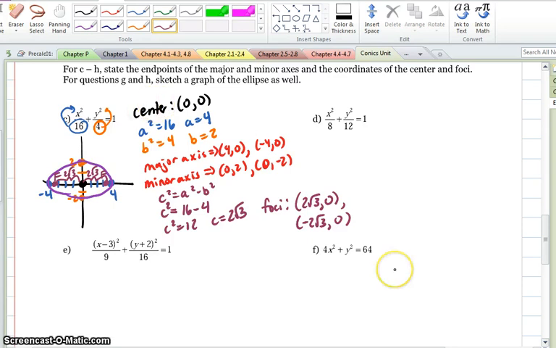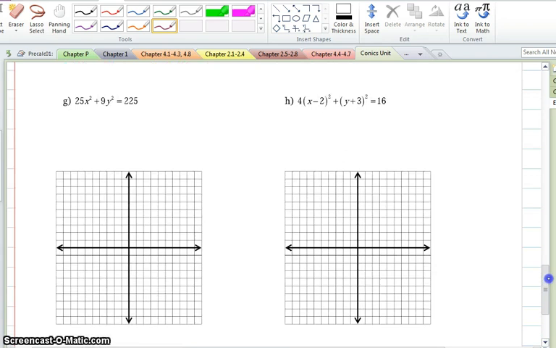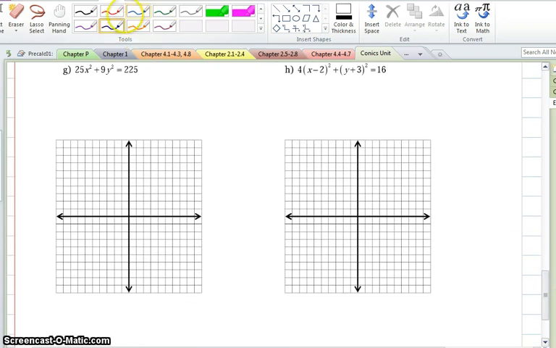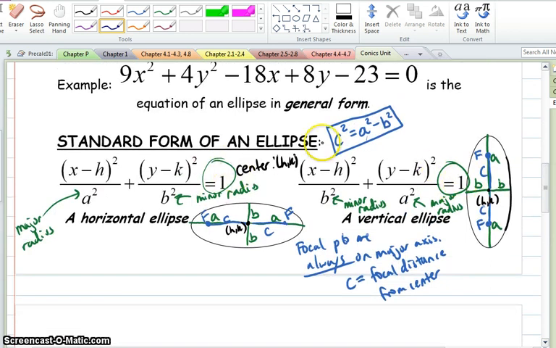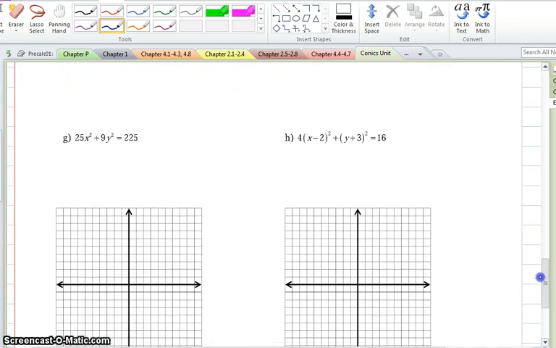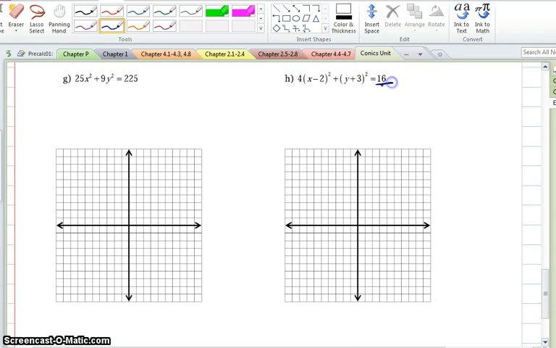It gets a little bit trickier when your center is somewhere else. So let's take a look at h. Now in h, you're going to have to do something first, because remember we talked about that standard form on the previous page. You need to be equal to 1 over here. So the first thing we need to do is divide through by 16 to get that right-hand side equal to 1.